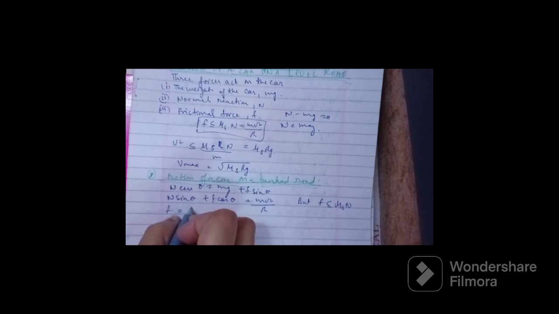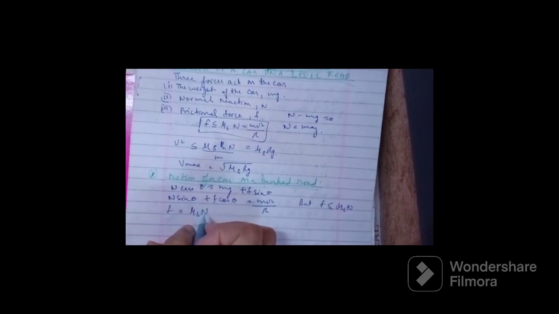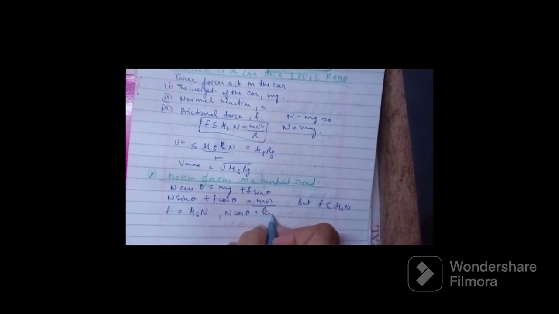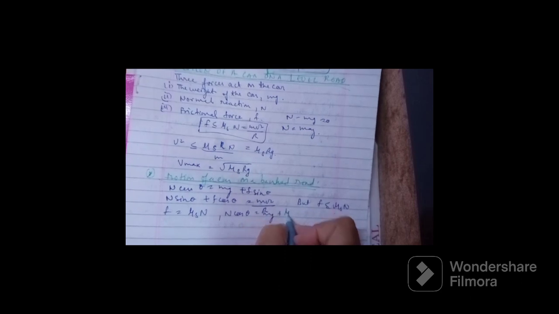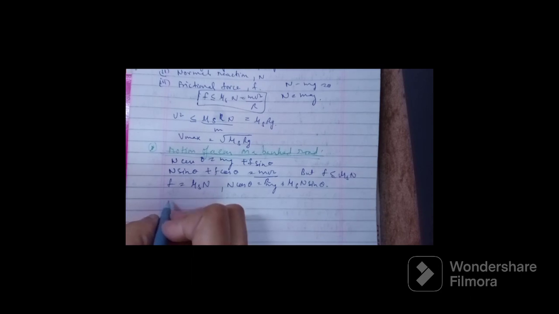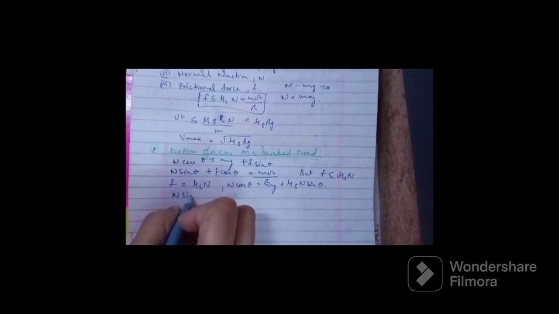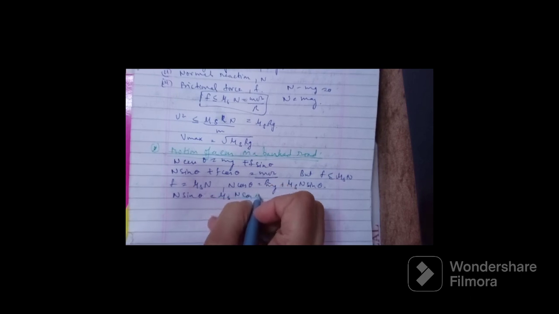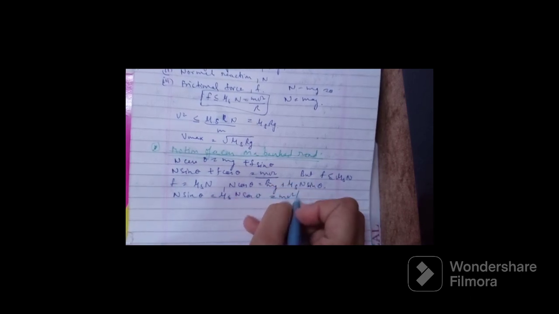Thus, to obtain v max, we put f equals mu s N, and the equation becomes N cos theta equals mg plus mu s N sin theta. Now, N sin theta plus mu s N cos theta equals mv square by r.